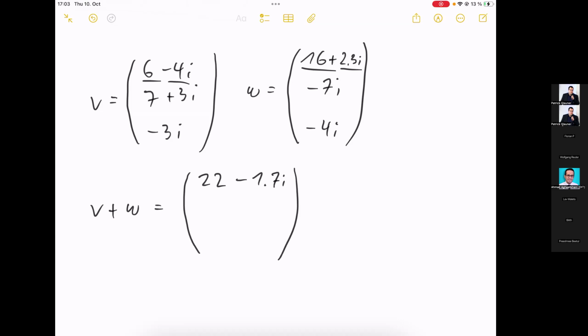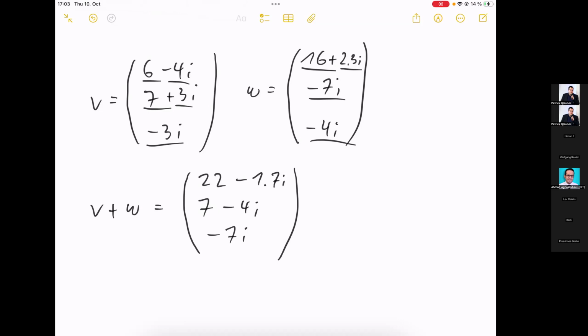elements of each of the 2 structures, and you can sum them up and write the result in the chat. What happens if you add the second and the third elements? So 7 and then 3i minus 7i minus 4i, and here minus 3i minus 4i, it's minus 7i.